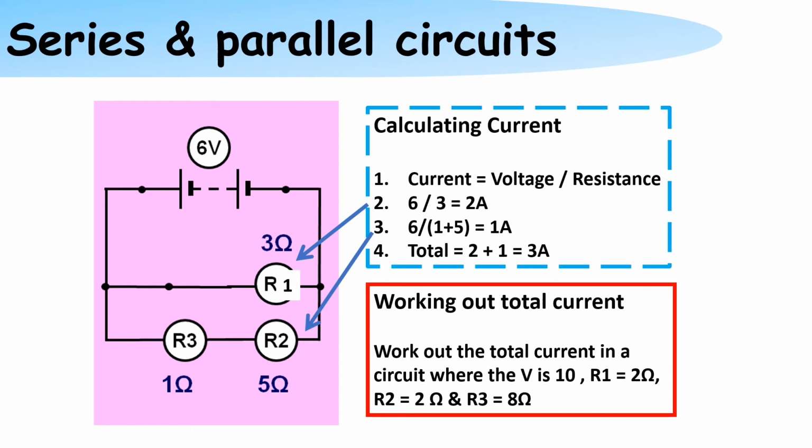In the first arm, we're going to do 6 volts divided by the resistance, which is 3, giving us 2 amps. To work out the total current, we add those two values together.